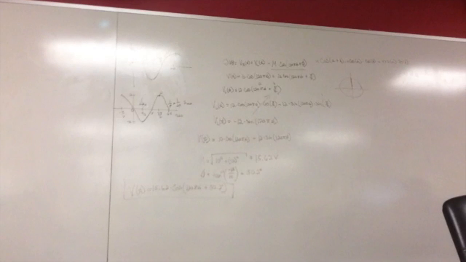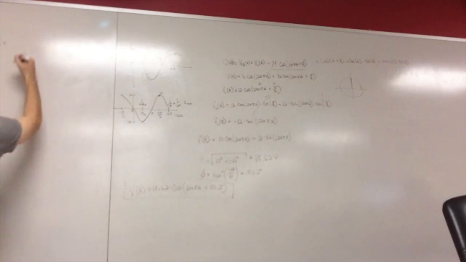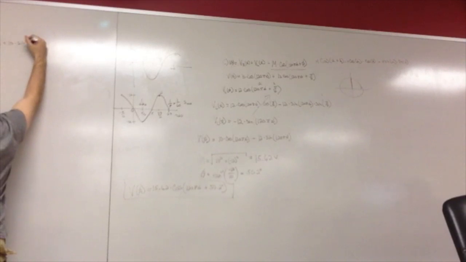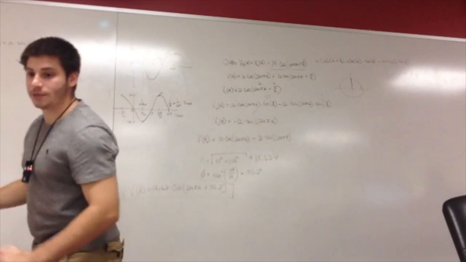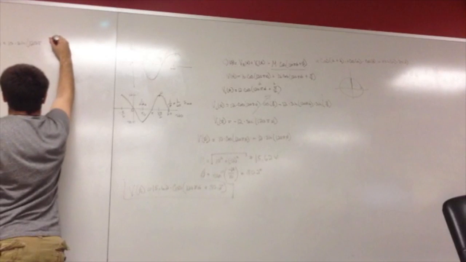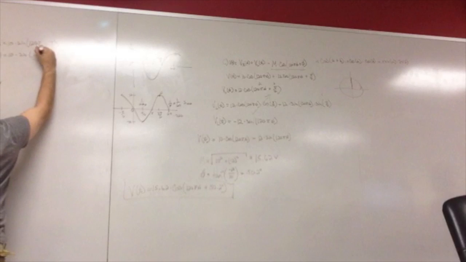Alright, so we have I of R, I sub R of T, and this side inductor, this side resistor, I sub L of T, and we're saying that I sub L of T is equal to 10 times the sine of 120 pi t minus pi over 2. Is that right? Yeah. Alright. And I of R of t is equal to 10 times the sine of 120 pi t.